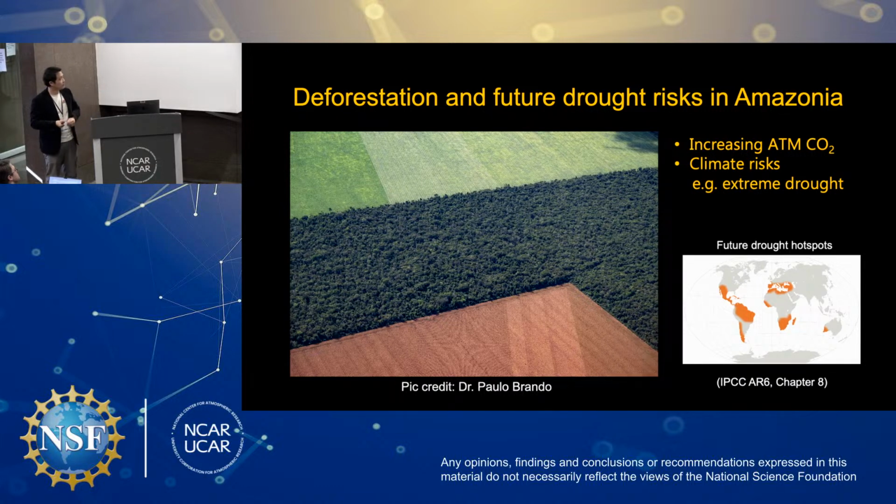I'm showing you this picture from my collaborator. This is the deforestation in southeast Amazonia, a place called Mato Grosso, which is in the critical zone of forest conversion into savannas, which also suffers from land use change like deforestation. The map at the bottom right is from the IPCC reports, which identifies future drought hotspots identified by these different models. You can see Amazonia would be one of the most striking hotspots, which could experience future drought.